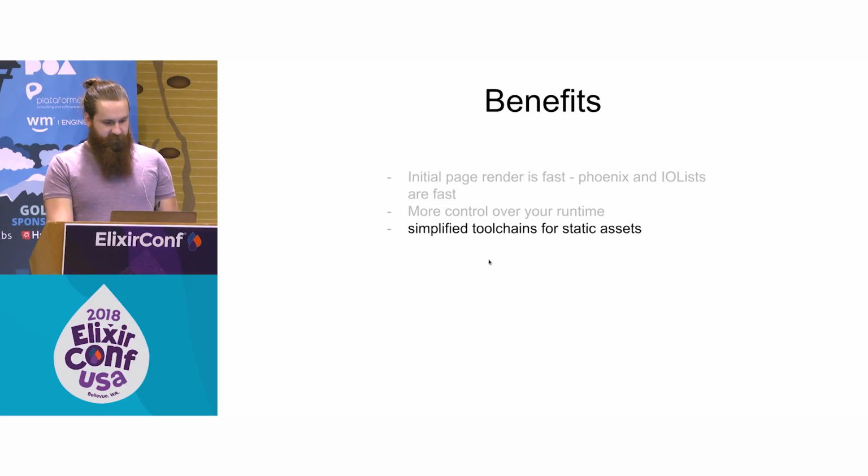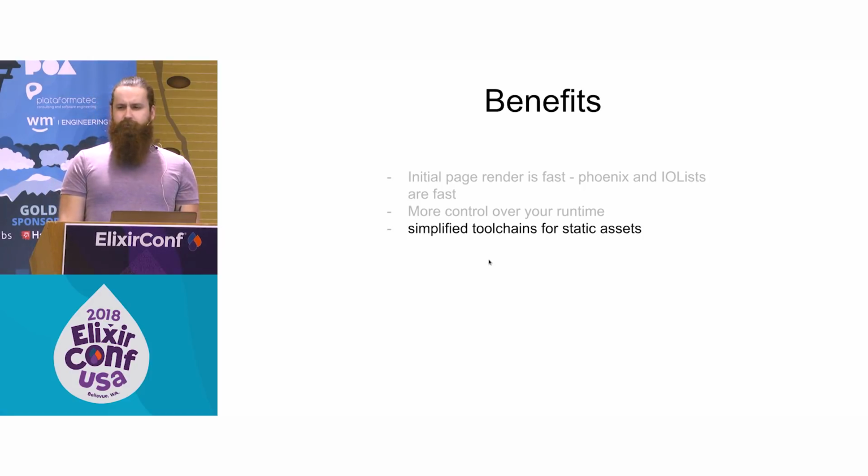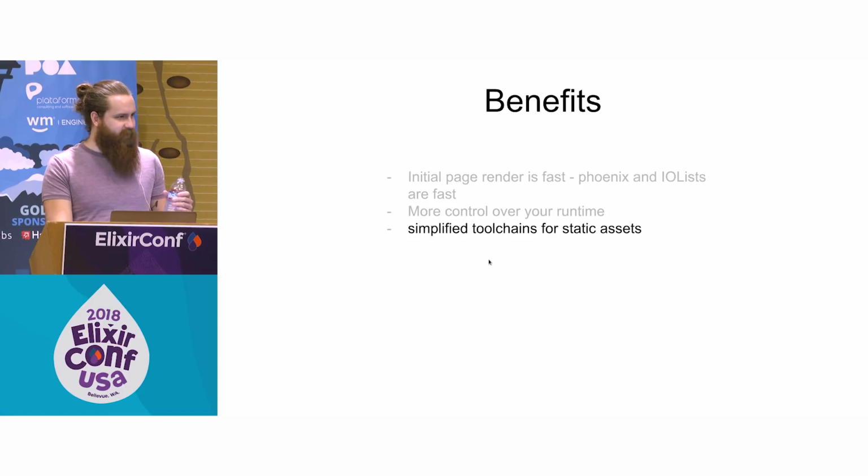So, simplified tool chains for static assets. This is a big one for me, jumping around from Gulp, Grunt, and of course Webpack seems to be pretty stable. I'm actually kind of excited about that. I think Phoenix 1.4 is using Webpack maybe, I don't really know. But the JS client-side community seems to be coming around to Webpack, which is really cool. But I've definitely jumped from and learned tons of different tool chains.